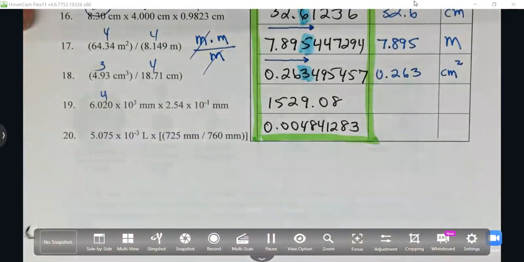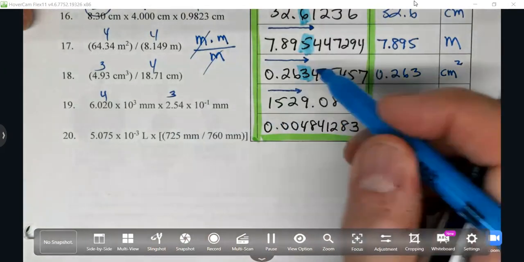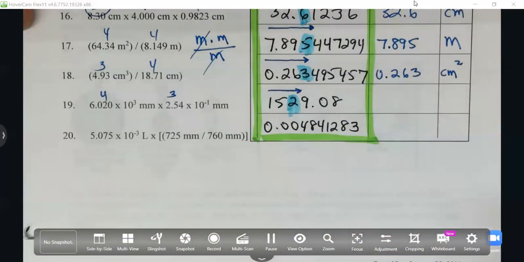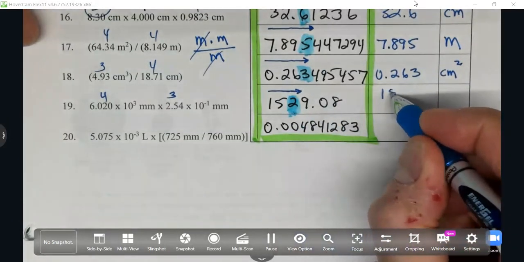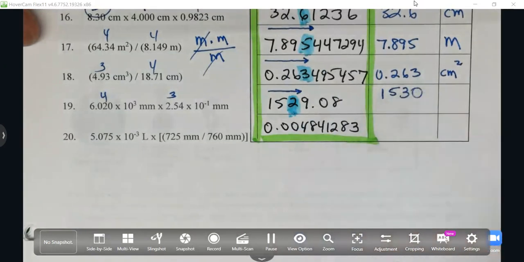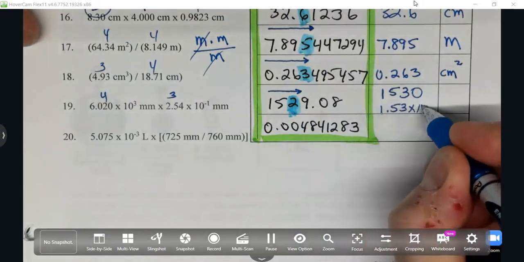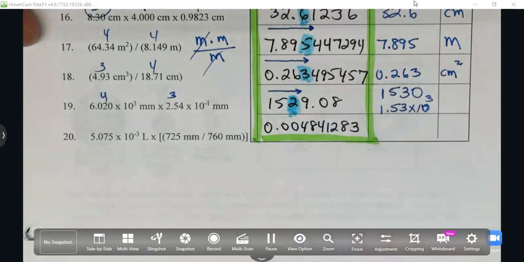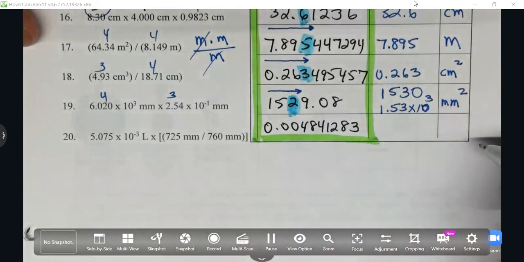Okay, 4 sig figs here. 3 here. Trying to come in and round this to 3. We're going to round to the tens place. We round to the tens, 1530. Or 1.53 times 10 to the third would do the same thing. And then millimeters times millimeters, millimeters squared, right?